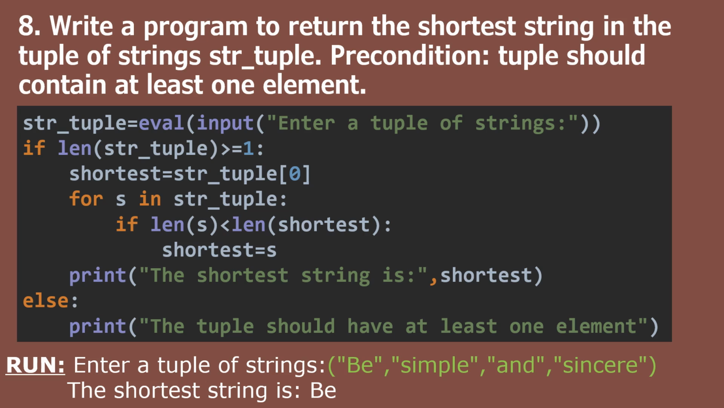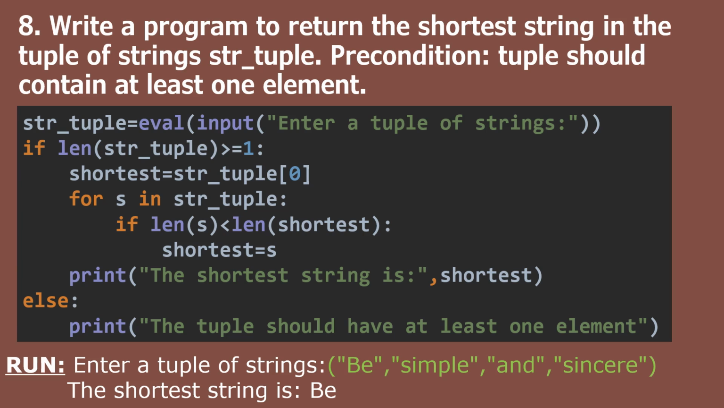You have to keep it within parentheses. You can take some strings separated by comma. Strings means you have to keep the text within double quotes. Like this, you have to pass the tuple value. Now, the condition is if the length of the tuple is greater than or equal to 1, then only it will continue. Otherwise, it will print that the tuple should have at least one element.